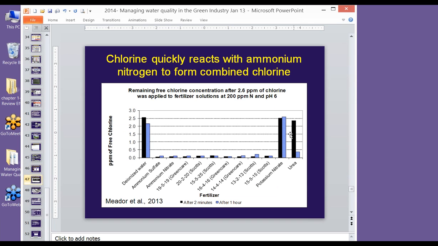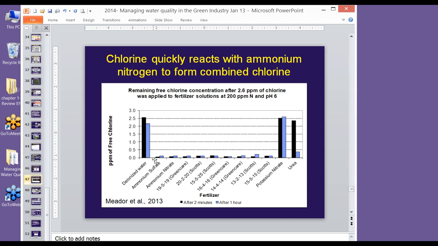Another example of how chlorine interacts with the chemistry. We know that chlorine can react very quickly with ammonium nitrogen and form combined chlorine. And this is the research that was carried out in our lab by Dustin Meter. What he did is that he evaluated the different fertilizers, and then he measured how much chlorine was left on the black bar after 2 minutes, on the blue bar after 1 hour.